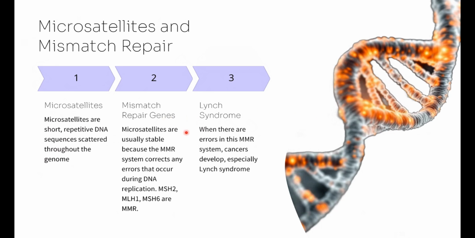What are mismatch repair sequences? These microsatellites, since they are repetitive, have a high chance of causing an error in it. But these microsatellites are usually stable because the mismatch repair system corrects any errors that occur during DNA replication. So we need to be very clear what the mismatch repair systems are. MSH2, MLH1 and MSH6 are the mismatch repair system. But when there is an error in the mismatch repair system, like in MLH1 or MSH2 or MSH6, then it will develop into cancer, especially Lynch syndrome.